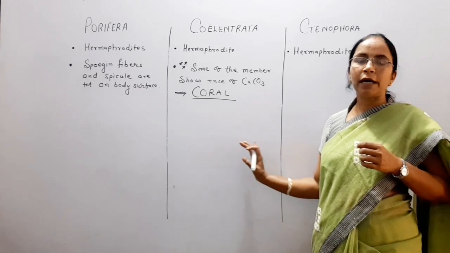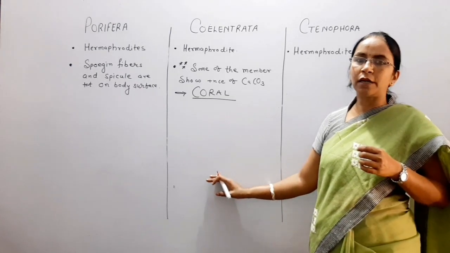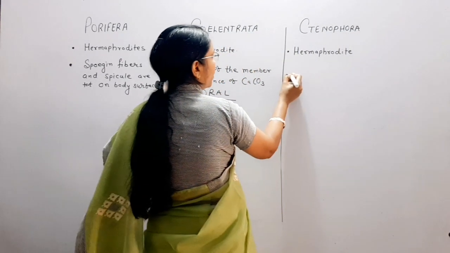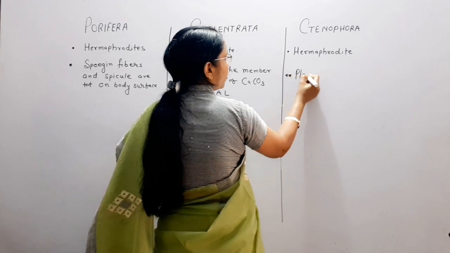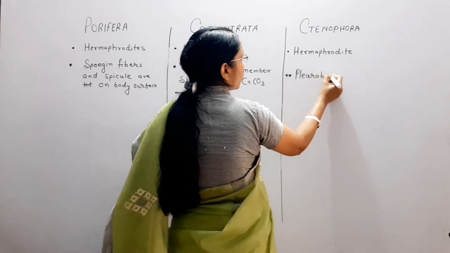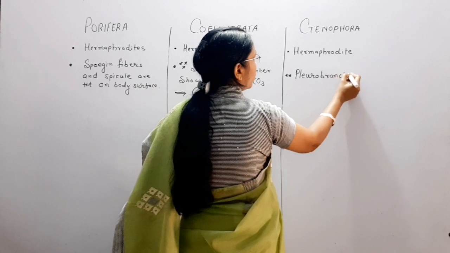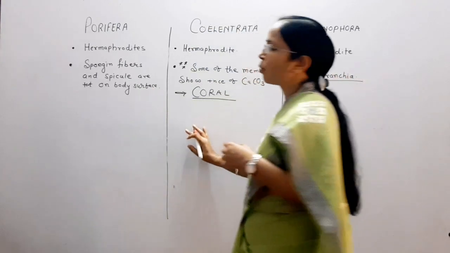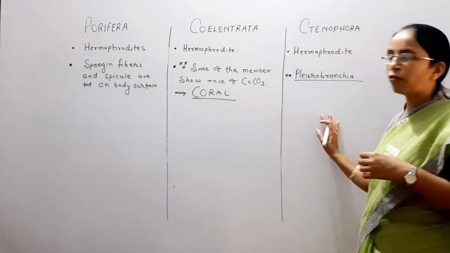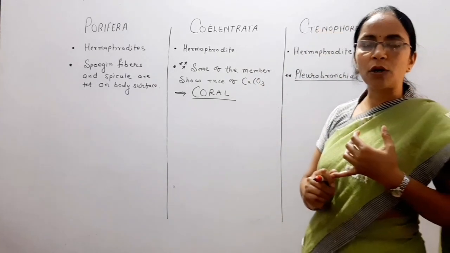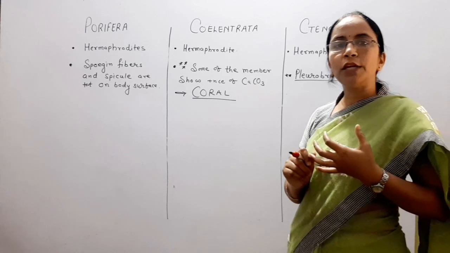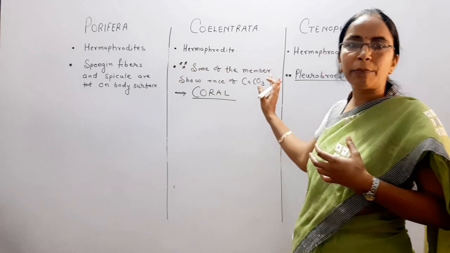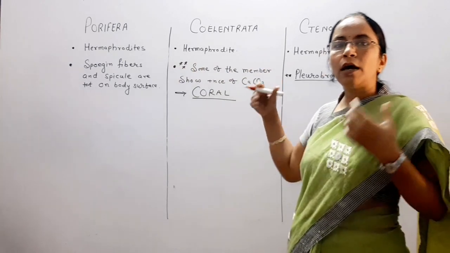Coelenterates examples you have already studied. Among examples, you have read Obelia, Hydra, and you are studying Aurelia. In Ctenophora, the most important example to remember is Pleurobrachia. So this much you remember for Porifera, Coelenterata and Ctenophora. In Porifera, remember collar cells or choanocytes, and spongine fibers. They are all hermaphrodites and all are diploblastic in organization.